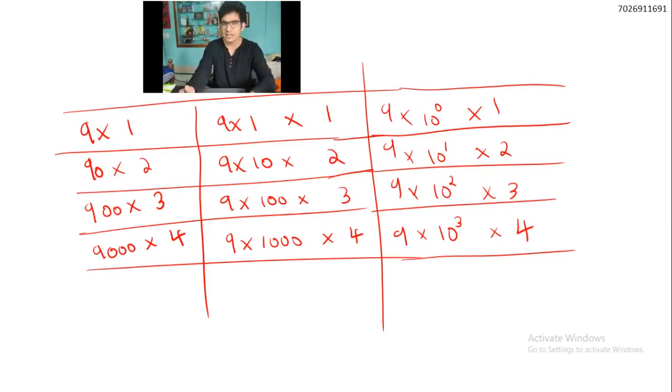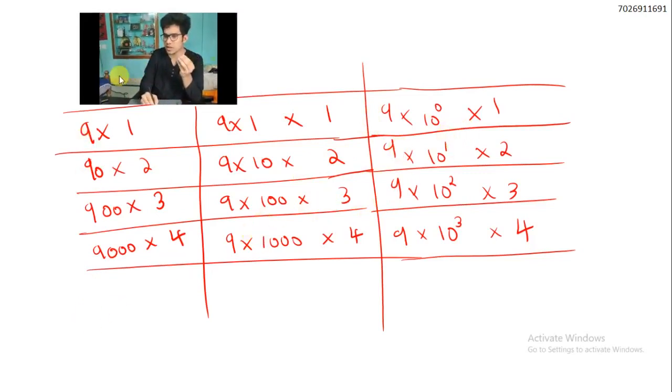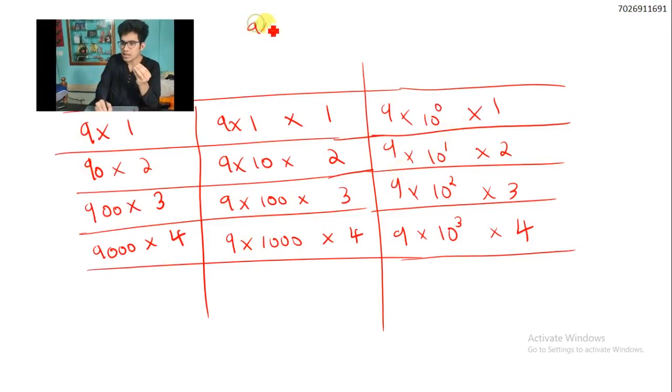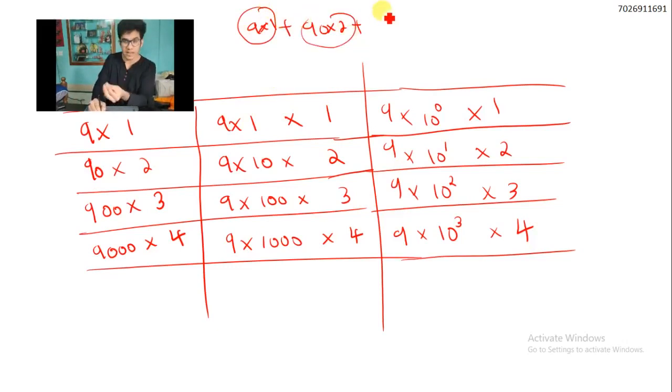Now think about how we have to start the for loop. I can start my for loop. Now what should I do with this? Don't you think this is what I have to do: 9 into 1 plus 90 into 2 plus, which means I have to add these. Whenever you see something plus something plus something, the logic that should come to your mind is sum is equal to sum plus something.